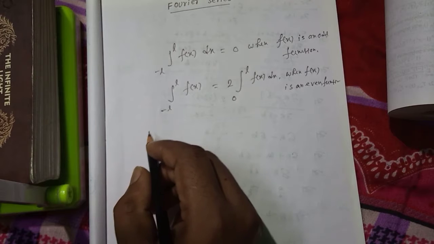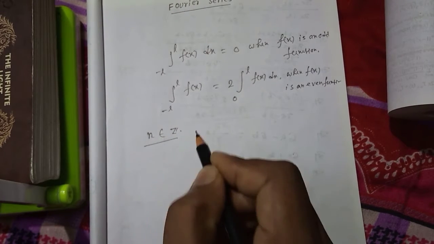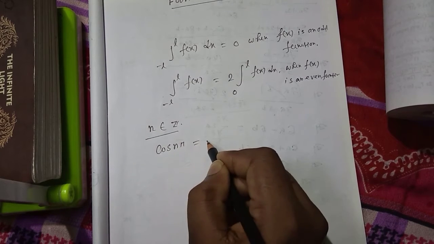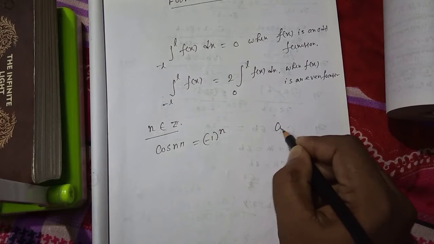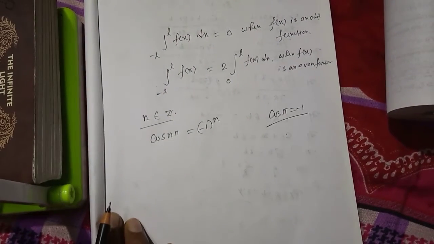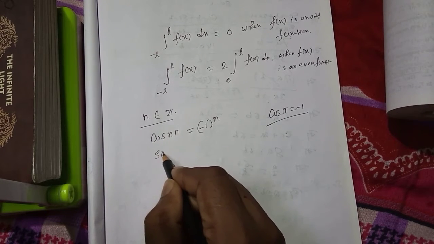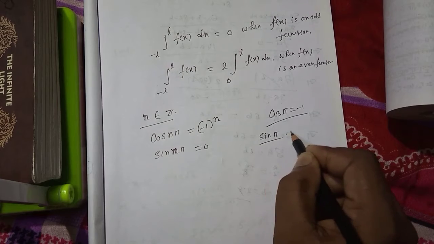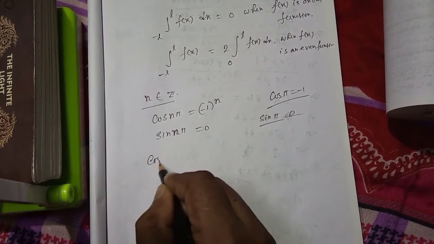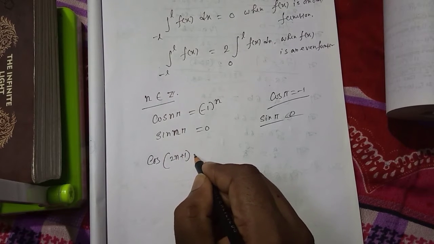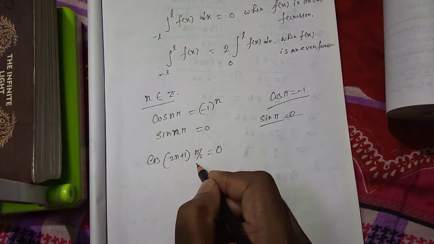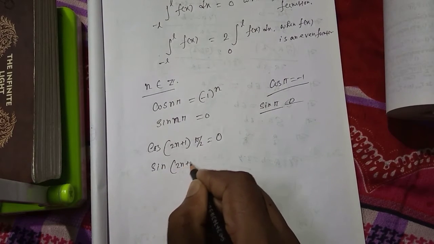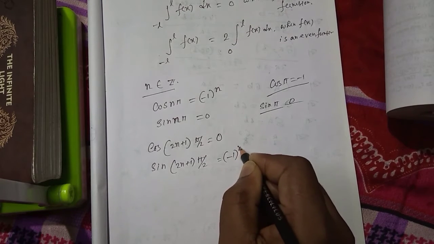Also, some more results: if n is an integer, n belongs to Z, then cos(nπ) = (-1)^n, as cos π = -1. Sin(nπ) = 0, as sin π = 0. Cos((2n+1)π/2) = 0, as cos(π/2) = 0, so odd multiples of π/2 give 0, and sin((2n+1)π/2) = (-1)^n.